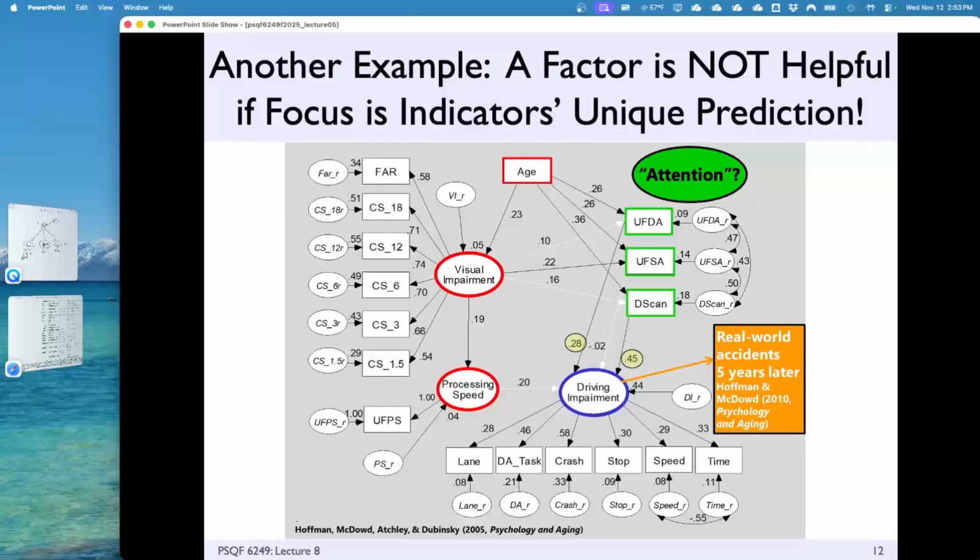Anyway, what this would have done is you wouldn't have been able to tease out the differential impact of age or visual impairment or driving impairment on each of these variables. So sometimes a higher order factor, what this is trying to say, is really not all that helpful.